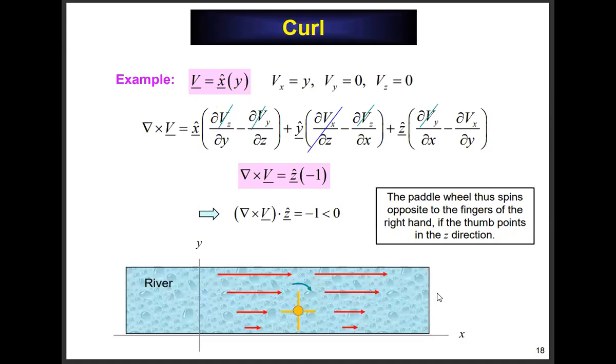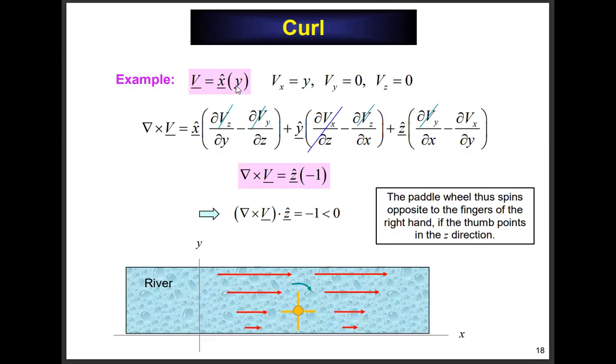Now let's do this example here. Going back to water, you can see we have a riverbed here. And let's take the velocity of the water to be this made-up function. It's flowing in the X direction. See, the red arrows are the velocity of the water. So the water is flowing in the X direction.